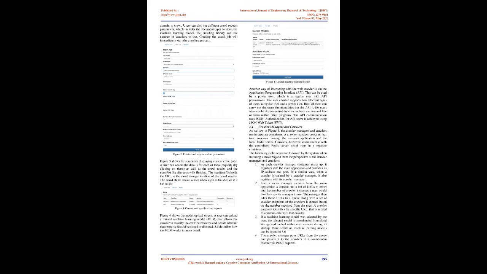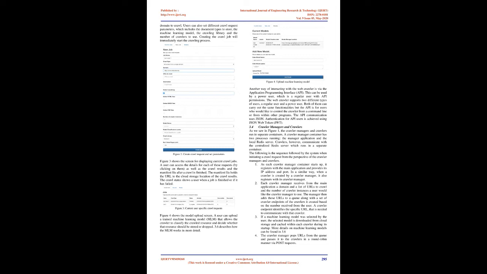Figure 2 shows the screen for creating a new crawl job. A user provides a list of URLs, seed URLs, or the entire domain to crawl. Users can also set different crawl request parameters, which include the document types to store, the machine learning model, the crawling library, and the number of crawlers to use. Creating the crawl job will immediately start the crawling process.